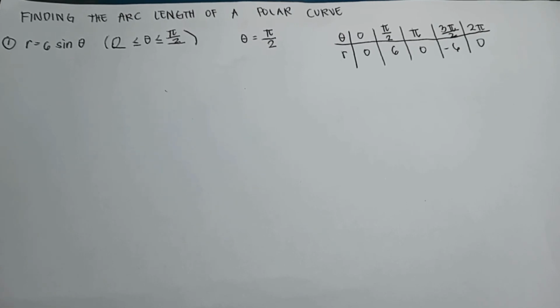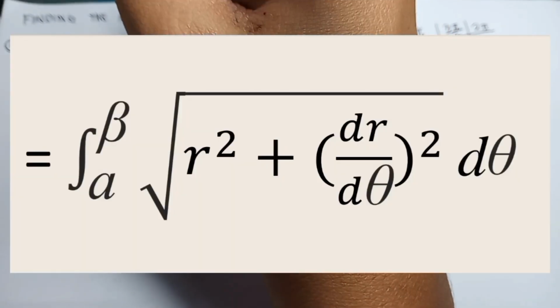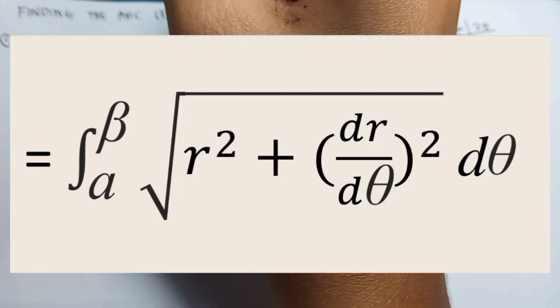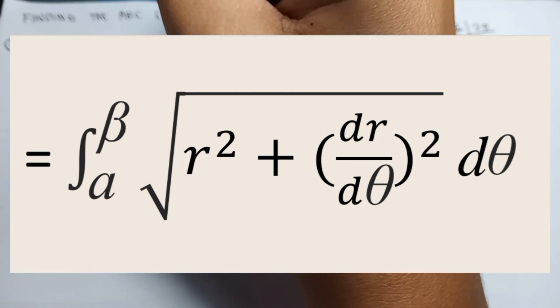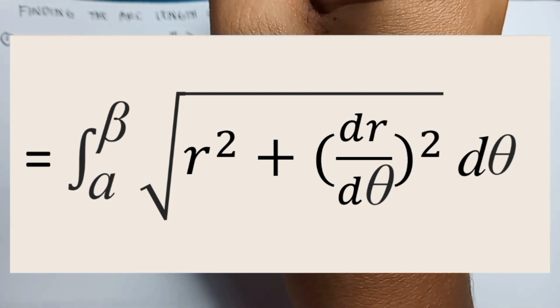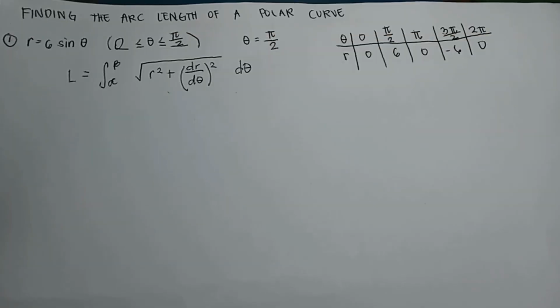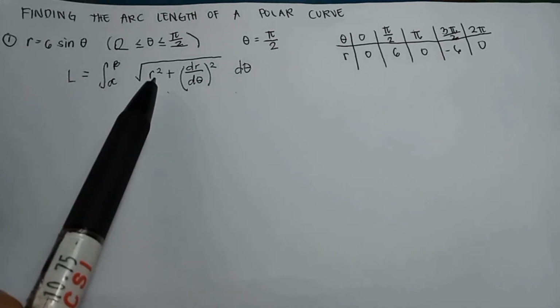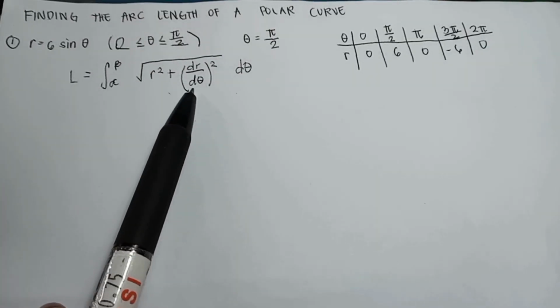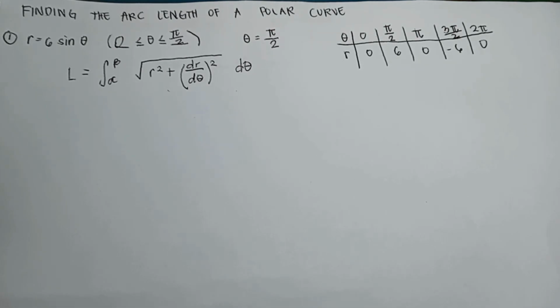Now that we have the upper and lower limits, or the interval of our polar curve, we can proceed to getting the arc length of this polar curve. Let's recall the formula: arc length is equal to the integral from alpha to beta of the square root of r squared plus dr over d theta squared d theta. So let's plug in the values that we have. We have the given r, which is 6 sine theta, and we have dr over d theta, which is simply the derivative of our given radial distance. So what's the derivative of 6 sine theta? It will be 6 cosine theta.